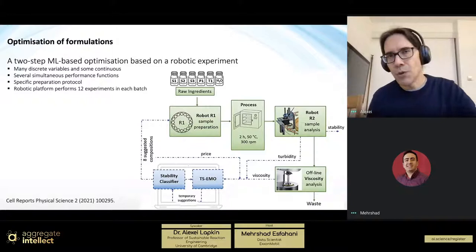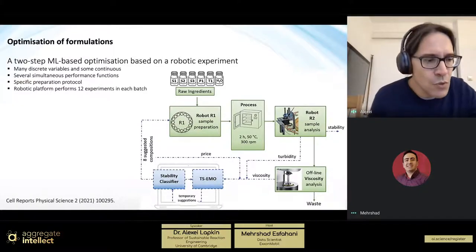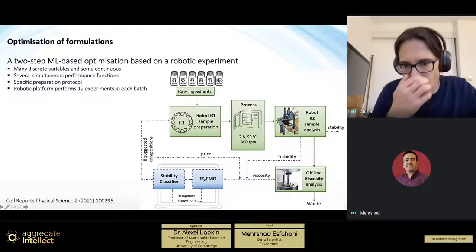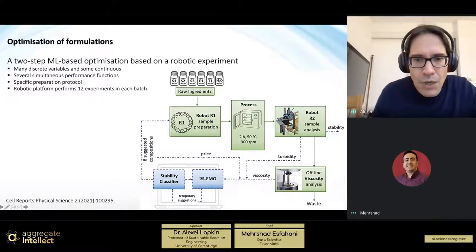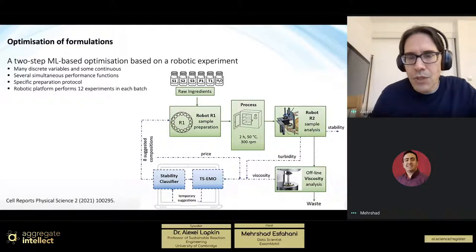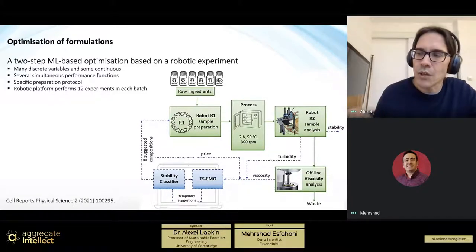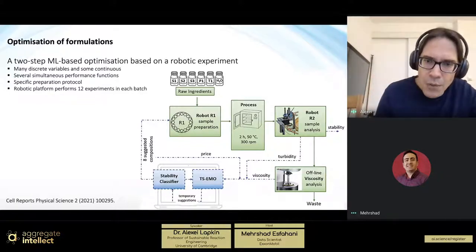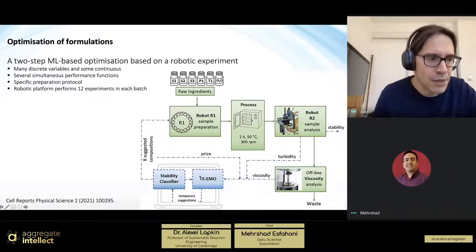And you want a stable formulation, so it's stable in use. And then the second part is the regression model, which is, again, we use TSCMR, where we then optimize the composition to get the right viscosity and also the lowest price. So in this case, we actually have three targets. We want a stable formulation, which has low price and has low viscosity. And then we run this whole thing as an optimization approach.